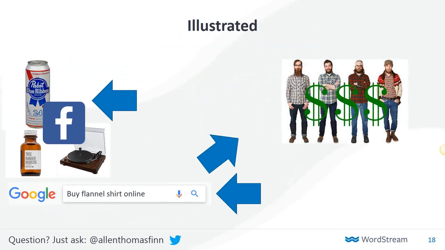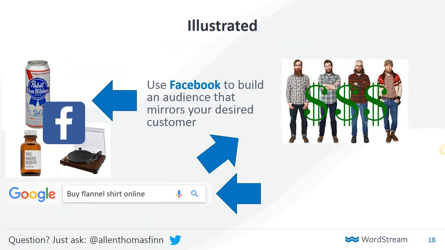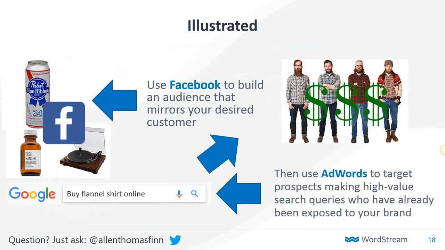You can use Facebook to build an audience of people who like all of those things. You can introduce them to your brand on Facebook, and then when it finally comes time to purchase a new flannel and they enter "buy a flannel shirt online" into Google, you can use a tool like RLSA, which we'll talk about later, that's Remarketing List for Search Ads, to bid up or exclusively bid on these folks and then convert more effectively.